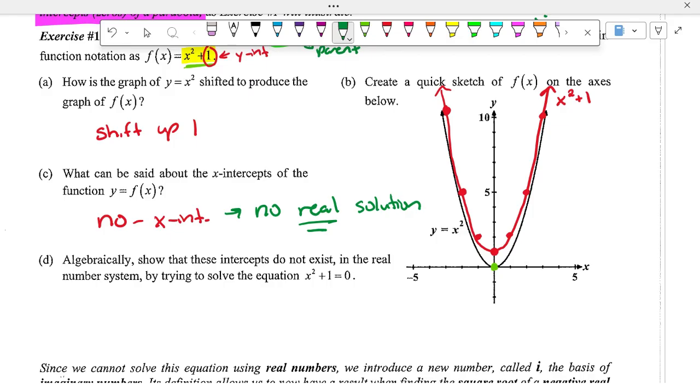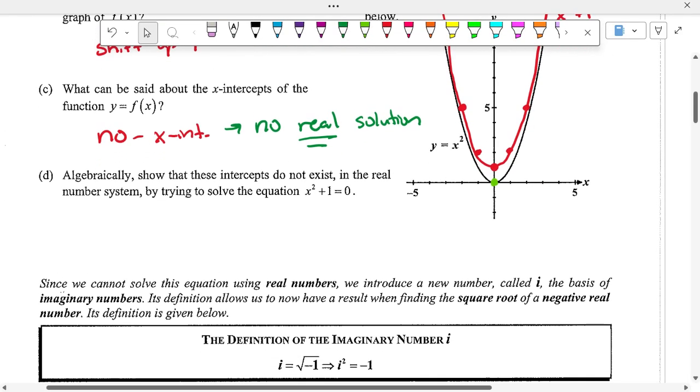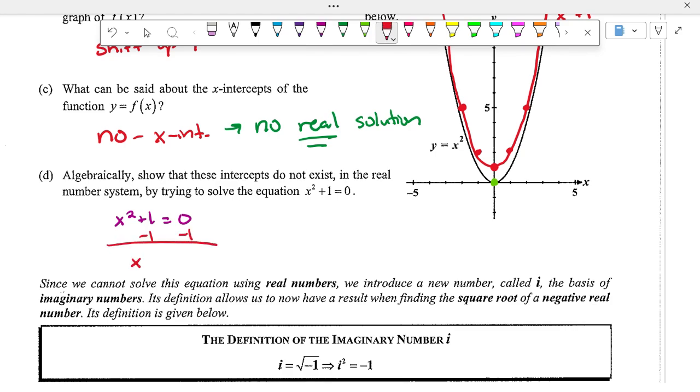All right? But algebraically, let's figure this out. So if we set x squared plus 1 equal to 0, if I want to solve for x, what's my first step? Subtract the 1. So I got x squared is equal to negative 1. Then what do I do?